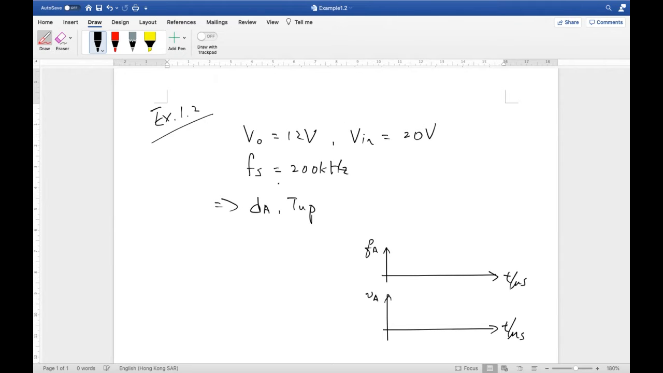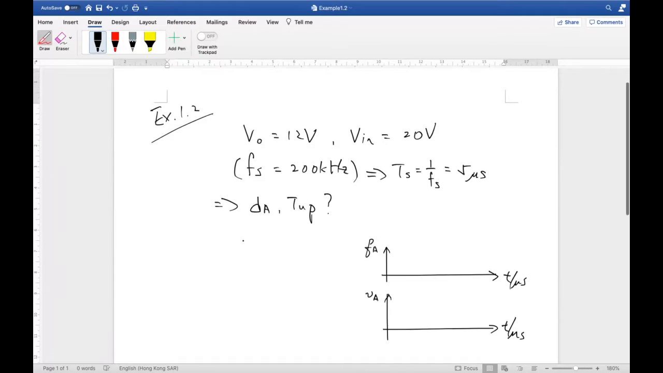Okay, so once we see this kind of information, actually we can calculate the TS immediately with a very simple relationship. So TS is the reciprocal of the Fs, right? Switching frequency, and this one is the switching interval, and so we can have this 5 microseconds, right? Okay, so actually very simple.